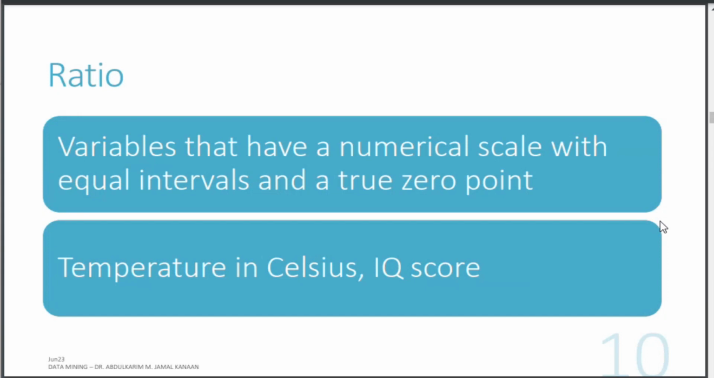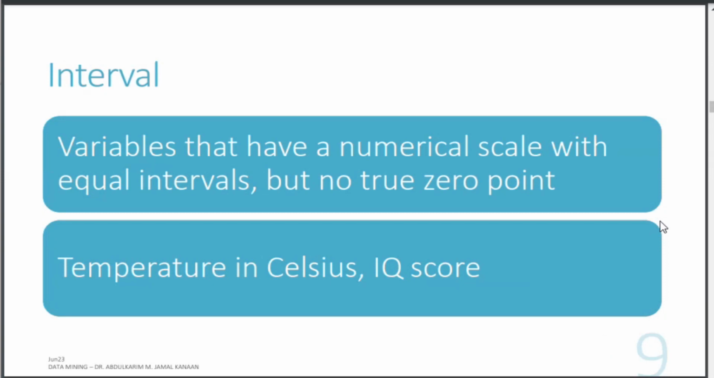So ratio, the last type, is also quantitative, meaning numbers. It is a numerical scale with equal intervals, like interval, the previous one. In addition, it has a true 0 point. Sorry, this one, ratio. I think there's something wrong here. Later I will rectify. So for interval, you have examples: temperature in Celsius and IQ score.